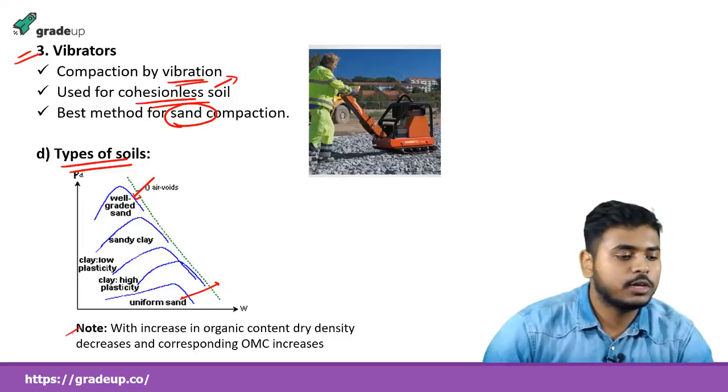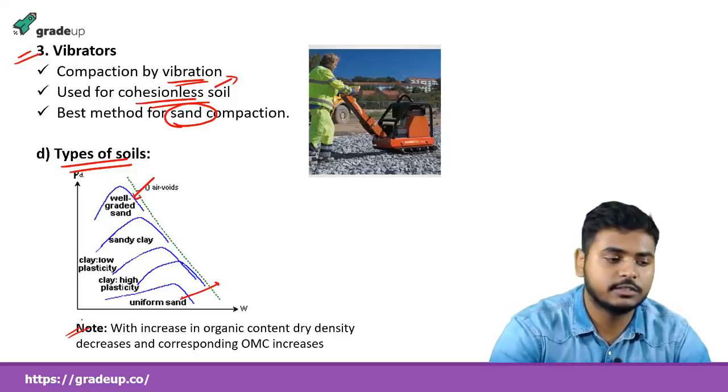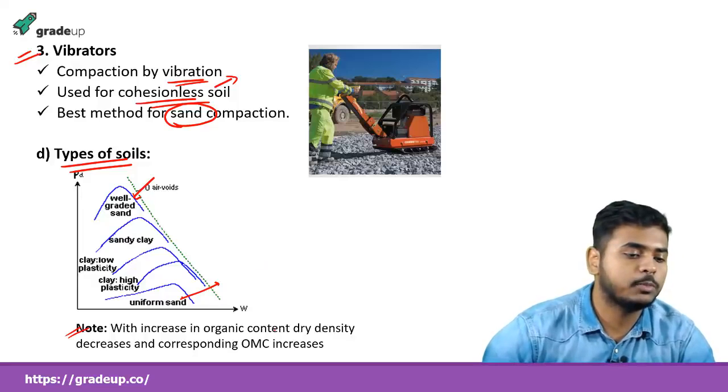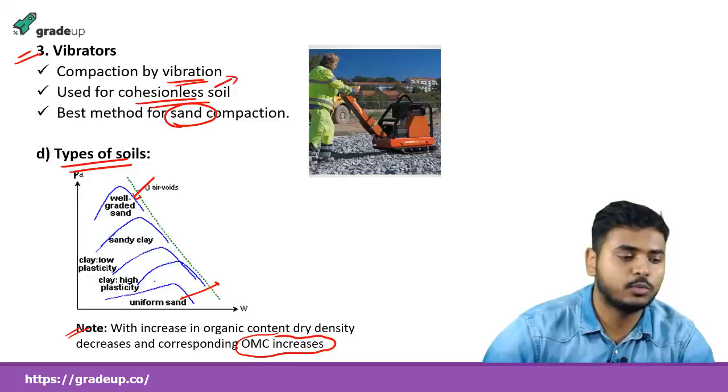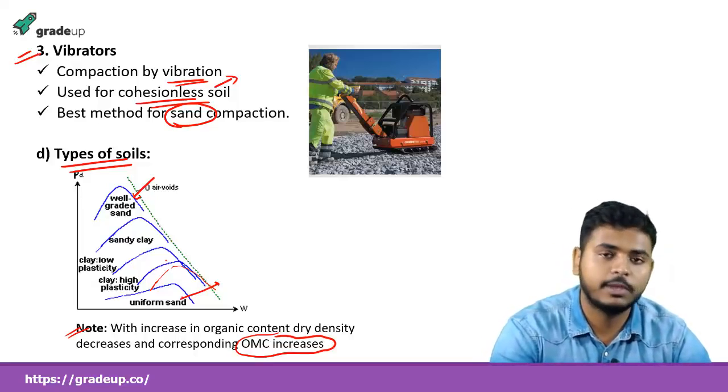We have to also note here that with increase in organic content, we find that dry density decreases. Okay, and corresponding OMC increases, that is the graph shifts here in the downward direction like this. Okay, when we increase the organic content, it makes the soil weak.